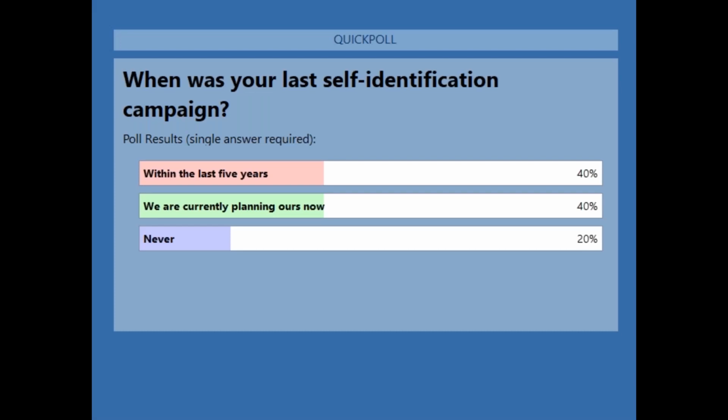All right, excellent. So kind of a mixed bag here. Some of you, about 40% within the last 5 years, have done a self-identification campaign, which is awesome. 40% planning it now, 20% never. That's kind of what we see across the board. And so kudos to those 80% of you who have either done it or are in the process of doing it. It's really very impactful, especially when you couple it with education and shedding light on some of the unique voices that currently work for you.